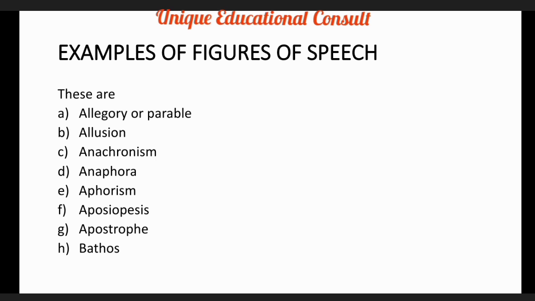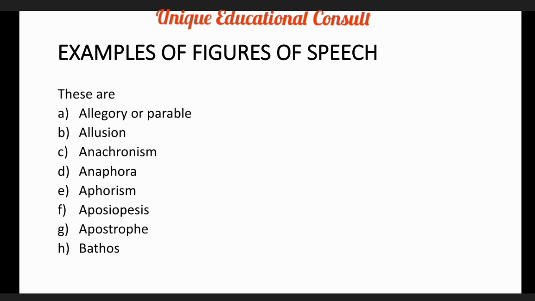So an example of this particular figure of speech, that is allegory or parable, can be seen in George Orwell's Animal Farm. Or we have the collection of tortoise stories. We have tortoise and bush rats. We have tortoise and birds. We have tortoise and some other animals. So that is what is known as allegory or parable.